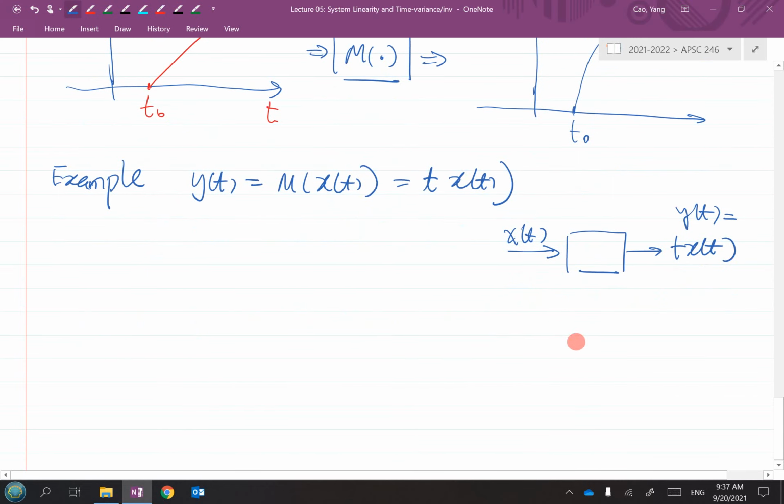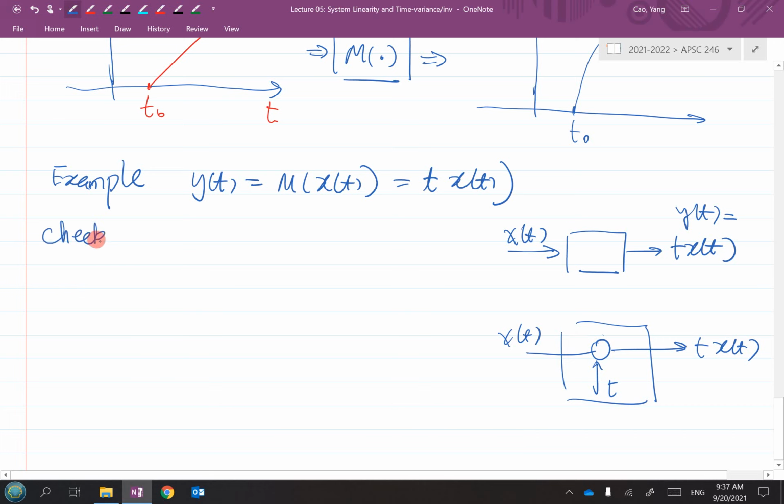And obviously, what's going on inside the box is probably, your input is x of t, and then you got a t over here feeding into this junction, and then output is t times x of t. Right? So that t is part of the system. So let's check TI or not.